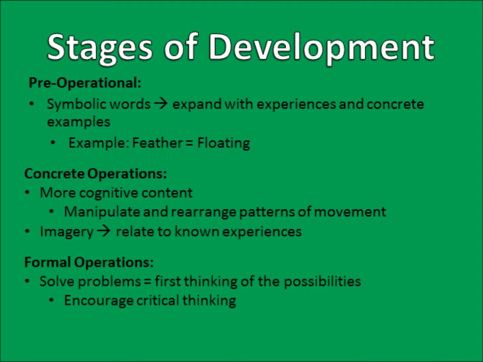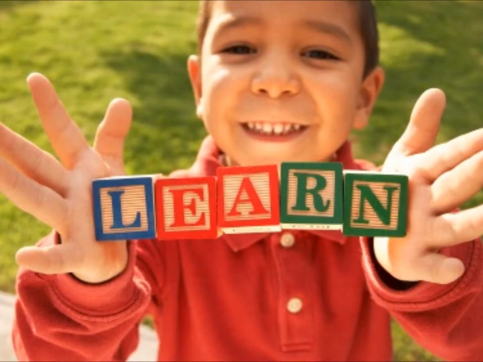The last stage of formal operations is not really reached until adolescence. When children reach this stage, they are able to solve problems not by looking at or by experiencing and experimenting, but by first thinking of the possibilities. This means they are encouraged to think critically. In this way, dance collaborates with Piaget's stages of learning as a way to help students grow intellectually and broaden or create schemas with new information they learn.